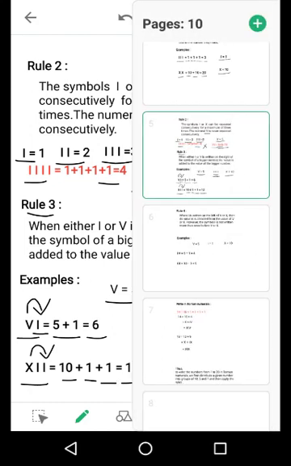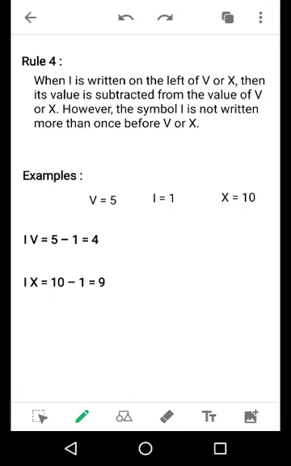Now come to rule number 4. See, when I is written on the left of V or X, its value is subtracted from the value of V or X. It means if we write I on the left of these two symbols V or X, we have to subtract the value of I, that is 1. However, the symbol I is not written more than once before V or X. It means when we write I on the left side, the symbol is written only once.